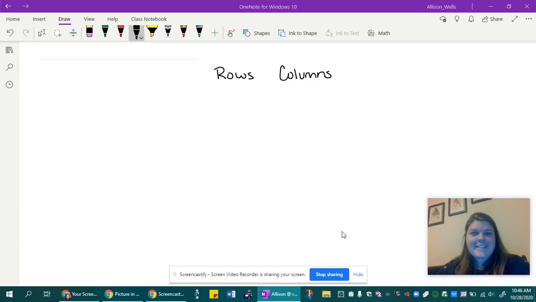First thing we need to talk about is some matrix notation. A matrix is an array of numbers that are listed in rows and in columns. So first we need to understand what that means.